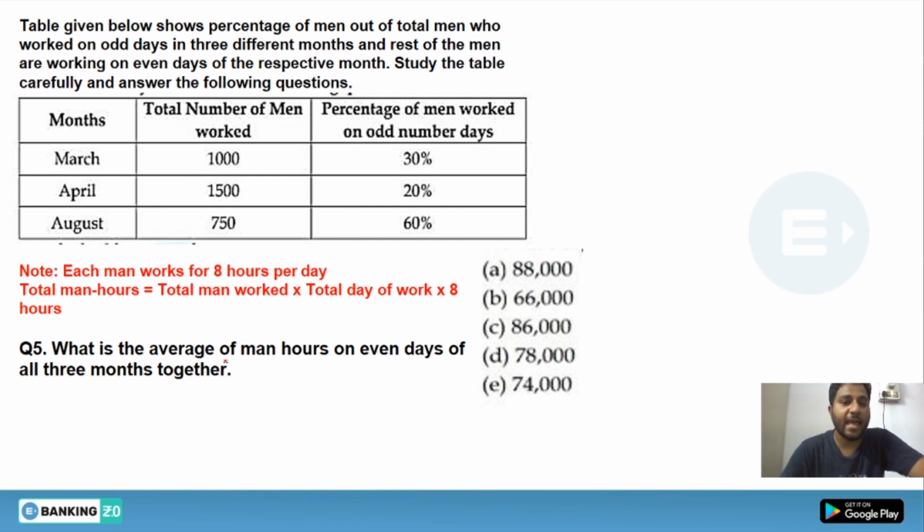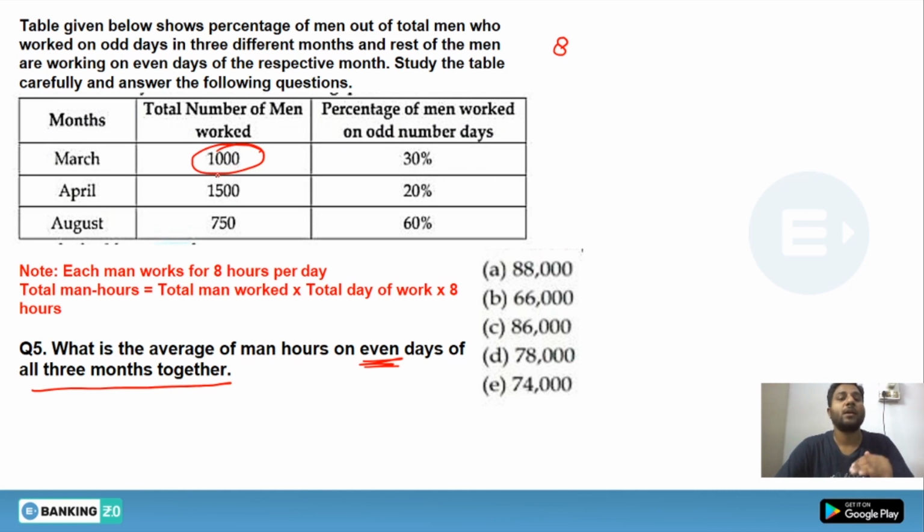Look at this. What is the average of man hours on even days of all 3 months? Look at this, man hours on even days. So we have to find out the man hours of even days. First of all, we will take the common part as 8. It will become easier.